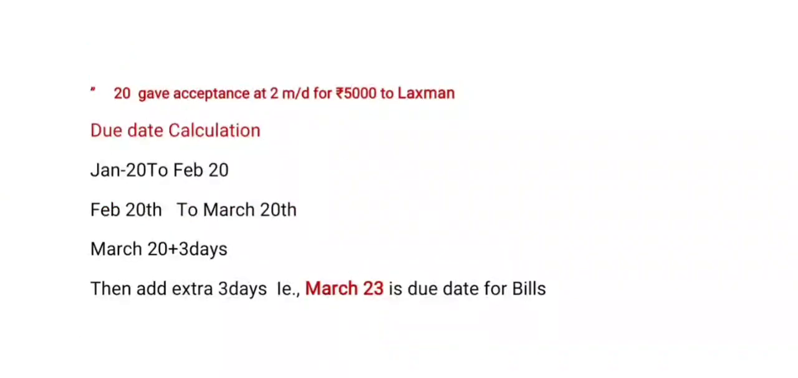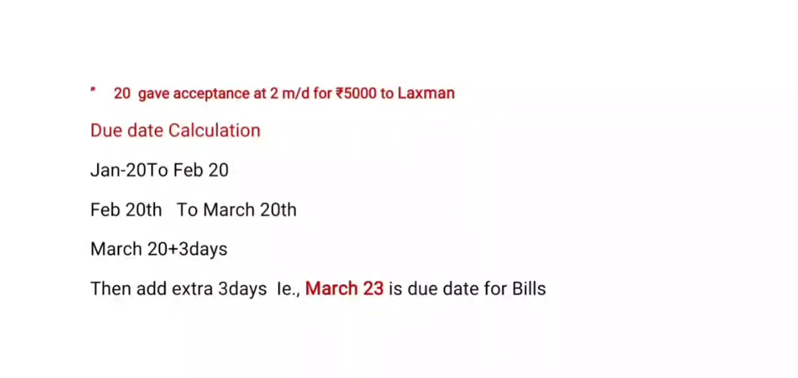Coming to working notes for calculation of due date, here the particular transaction is 2019 January 20 gave an acceptance at 2 months for rupees 5000 to Lakshman. Step by step calculation of due date: Jan 20 to Feb 20, 1 month. Now Feb 20 to March 20, it is 2 months. Then March 20, 2 months completed. Then add extra 3 days, that is the grace period. Now it is equal to 23rd March. It is the due date of the bill.